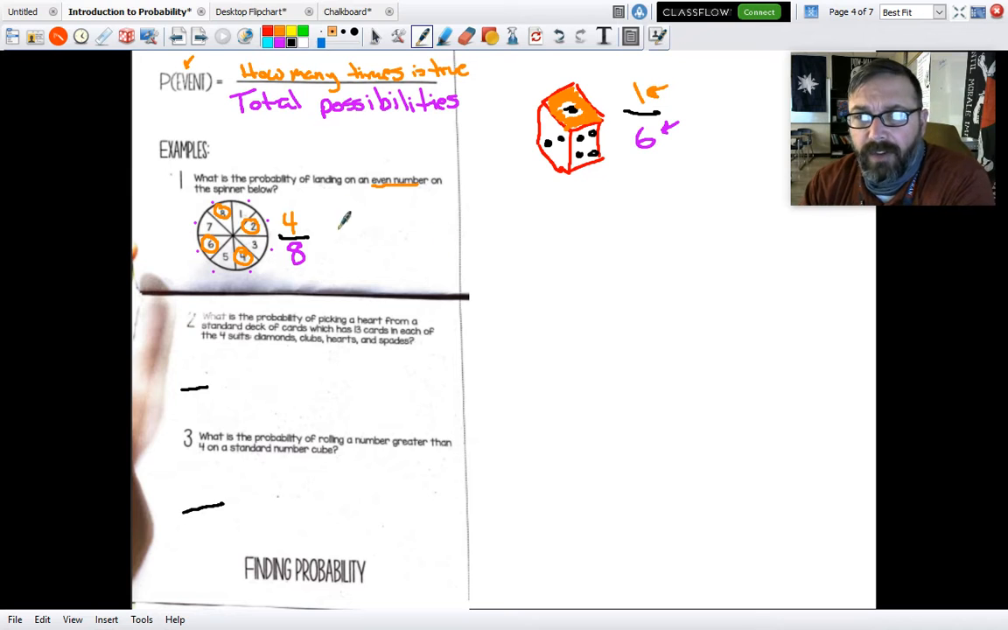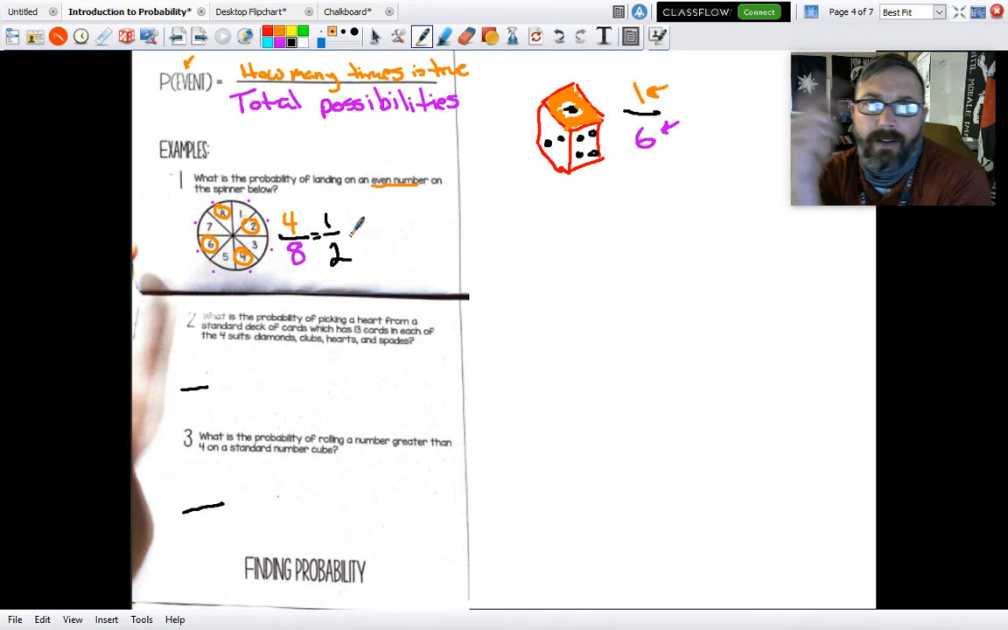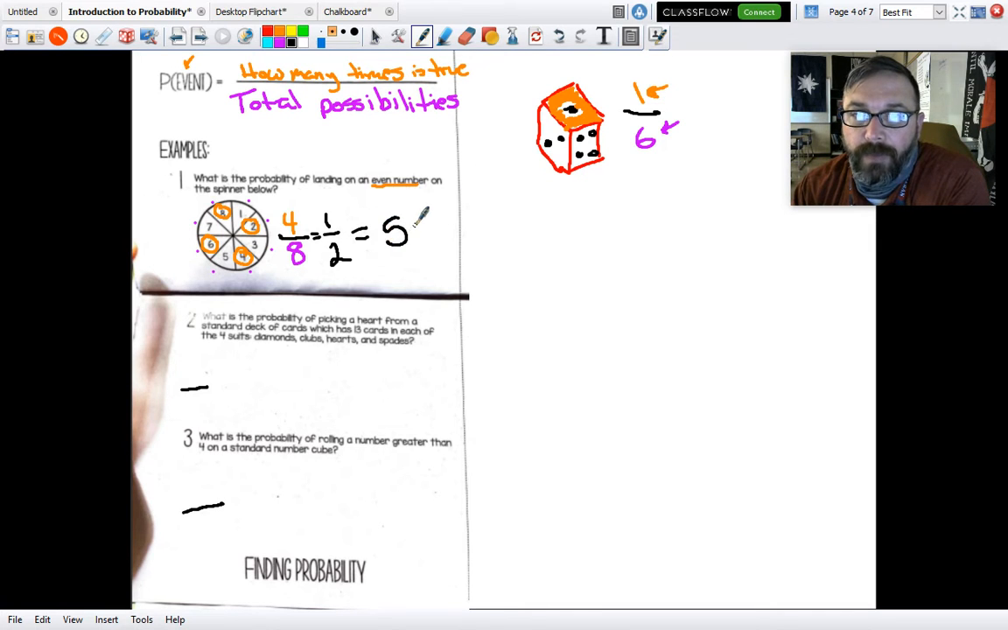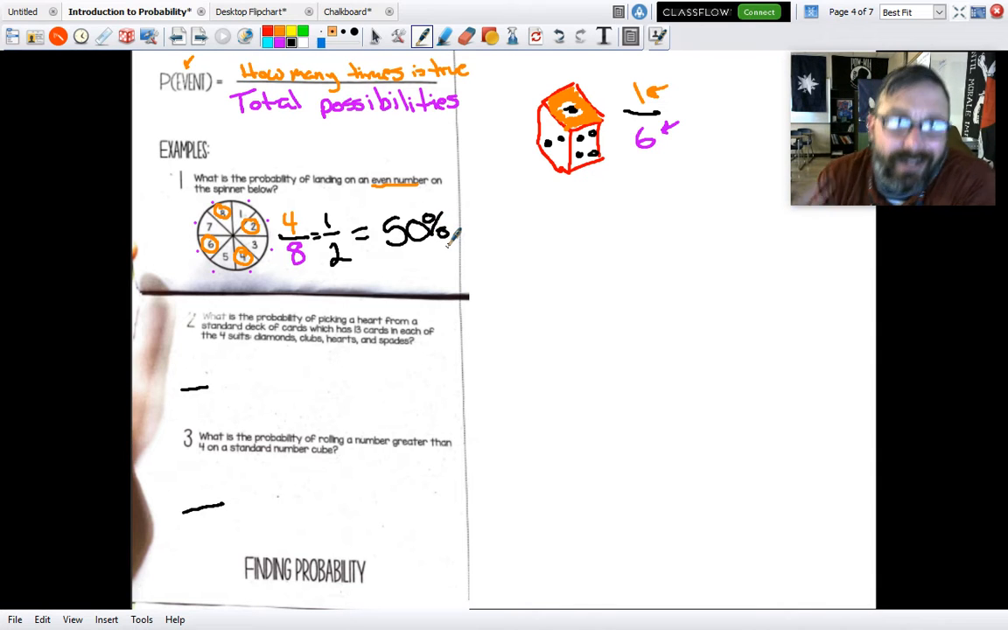4 over 8, I know that I can reduce this. I can divide the top and bottom by 4. That's going to give me 1 over 2. And this is where you really make that jump. You start thinking about money, right? Because percent is per 100, pennies are per 100. So pennies and dollars, they kind of make sense with percent. 1/2 a dollar is 50 cents. So 50 cents, 50%, and we've got our solution. We know that 1/2 is the same thing as 50%. And that's just kind of an accepted, common knowledge thing.